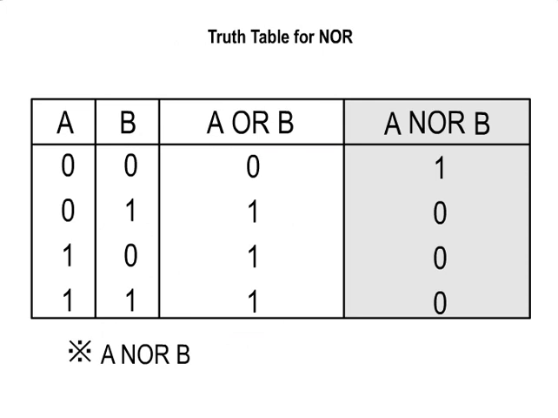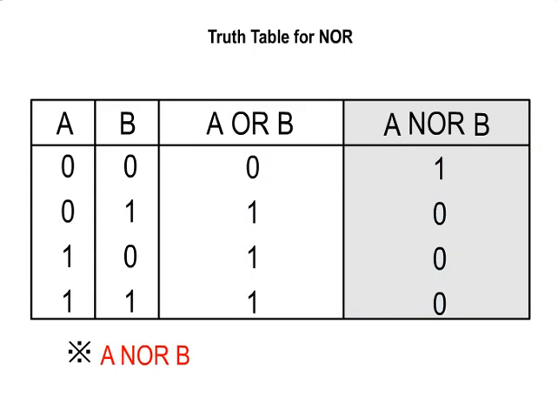6. NOR, negative logical sum. The result of the operation is the negation of logical OR. The NOR of A and B can be represented as A NOR B. Please look at the presentation window for the symbols.